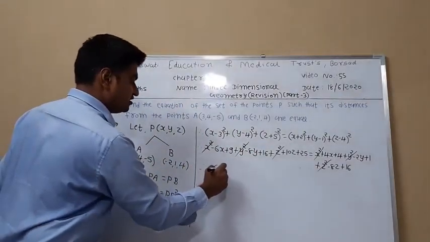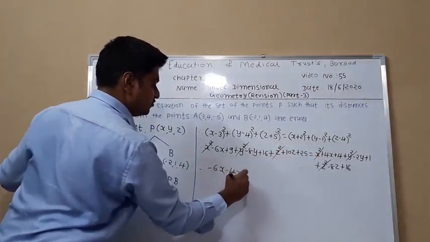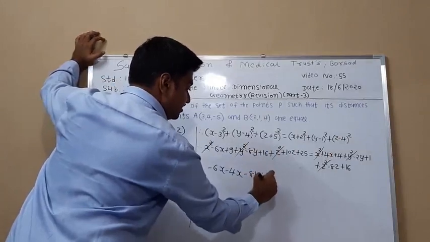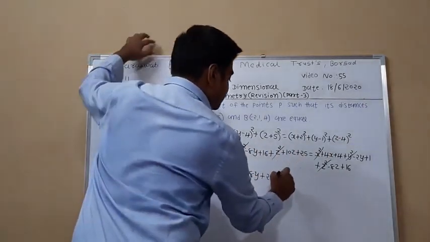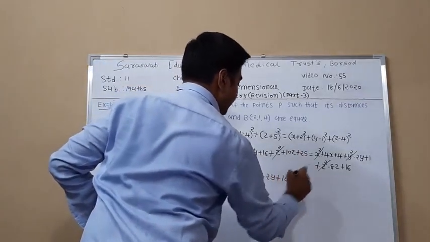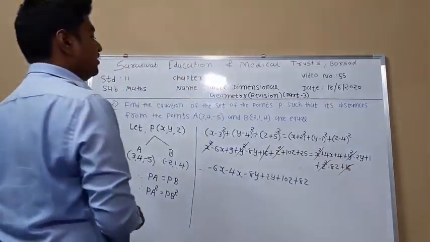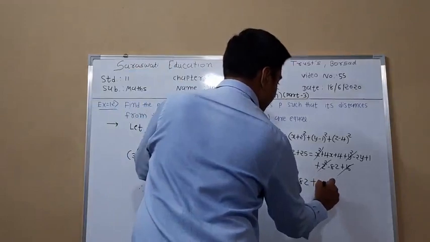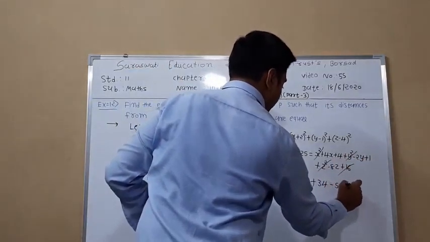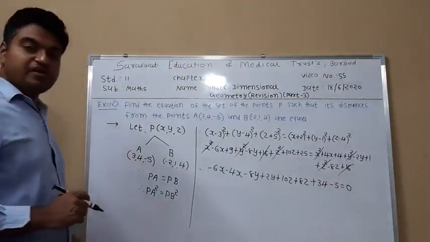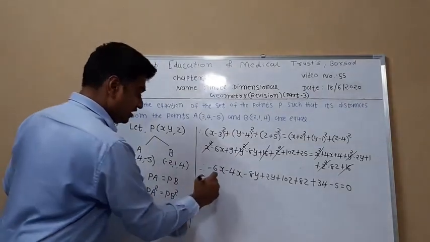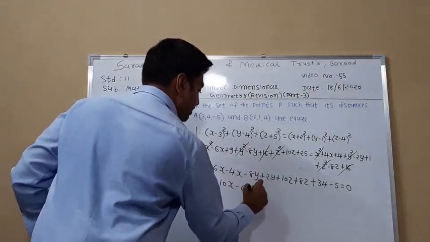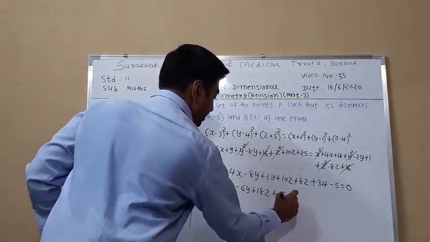So here minus 6x, and plus 4x written on this side becomes minus 4x, minus 8y, minus 2y written on this side, change the sign, so plus 2y, and plus 10z, plus 8z. Plus 16 cancels out on both sides. Now 25 plus 9, that means 34, and 5 plus 1 means minus 5, is equal to 0. Now simplify: minus 6x minus 4x, that means minus 10x, minus 8y plus 2y means minus 6y, plus 18z plus 29 is equal to 0.